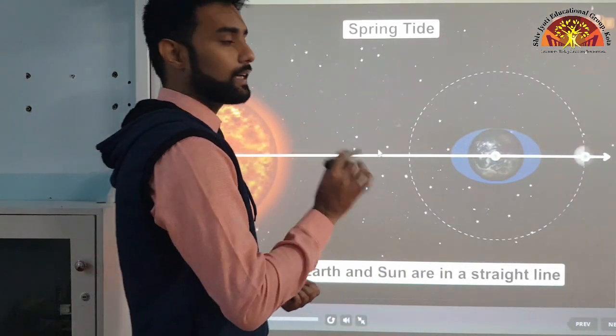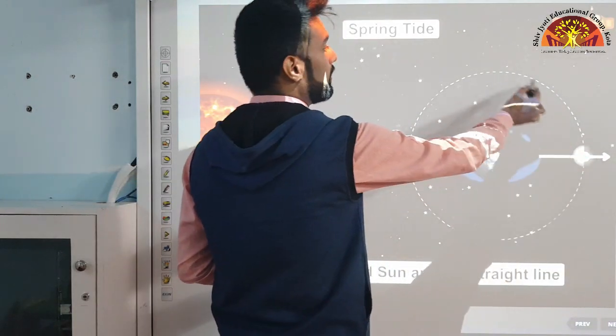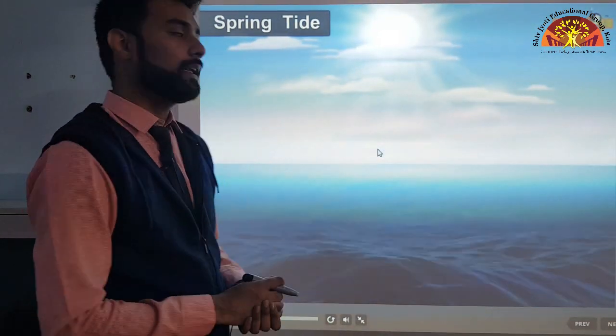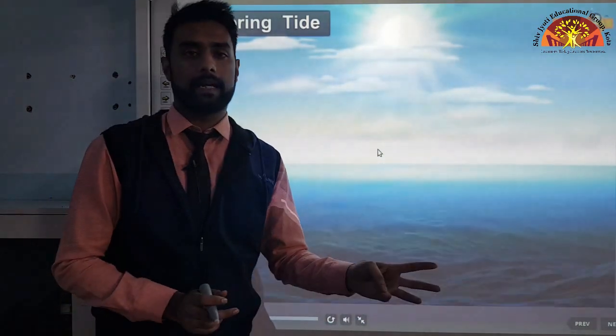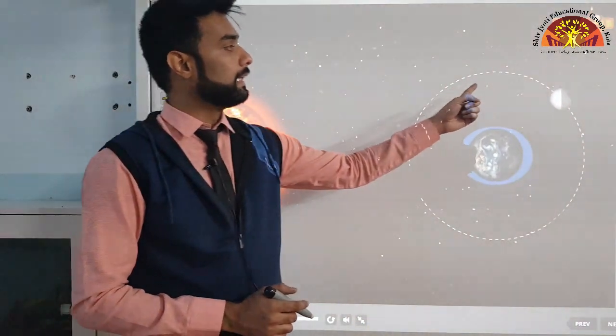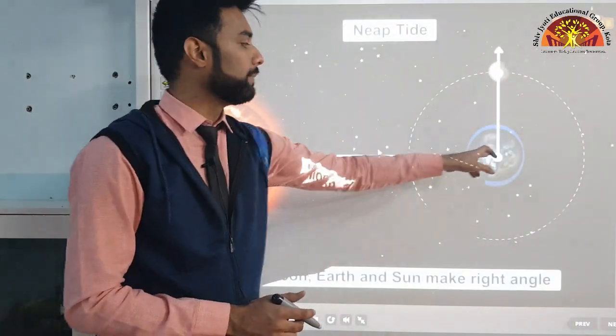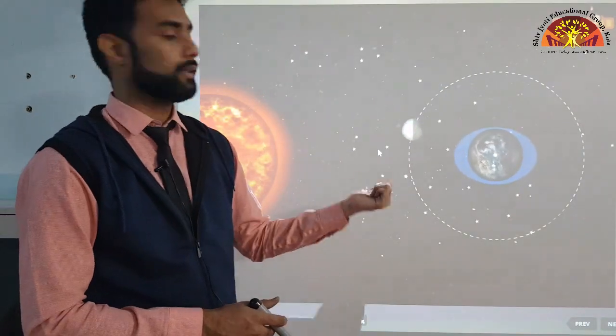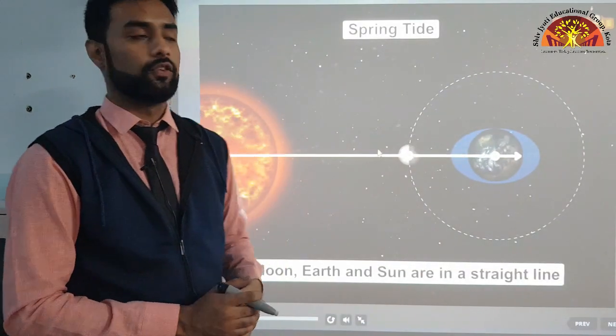Now after 7 days, what will happen? The moon will travel to this area, and neap tide will take place. So in a month we have 2 neap tides and 2 spring tides. Another neap tide will take place because again the moon will make a 90-degree angle with the earth and the sun, and another spring tide will take place when the sun, the moon and the earth are in a straight line. So I hope you understand.